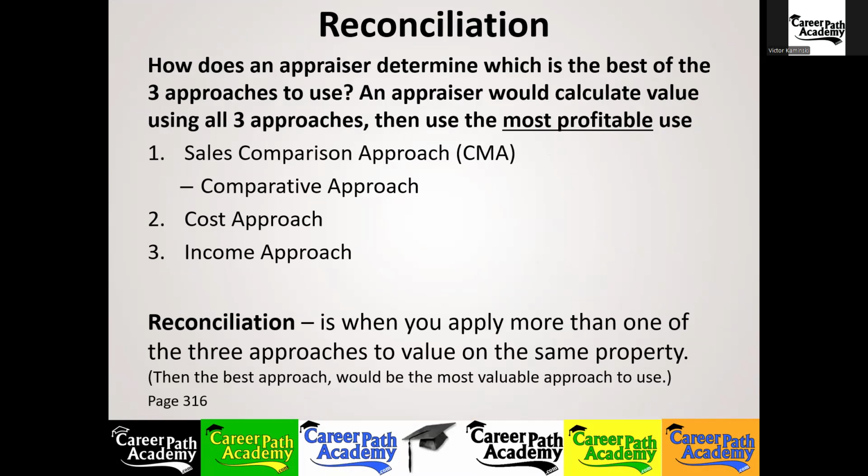So how does an appraiser, reconciliation, here's another term you got to add to your definition list here. Now, how does an appraiser determine which of the three approaches to value is the best to use? Well, an appraiser would try to calculate it using all three approaches and then use the most profitable one. So there's the sales comparison approach, the cost approach, and the income approach. And reconciliation is when you apply more than one of the three approaches to value on the same property. It's called reconciliation. That in itself is an exam question, hint, hint.